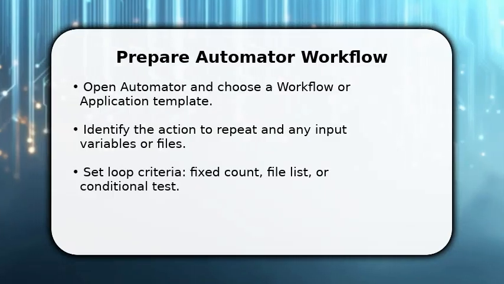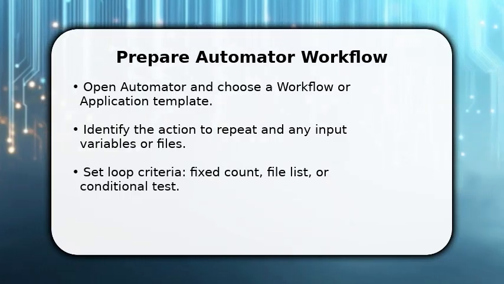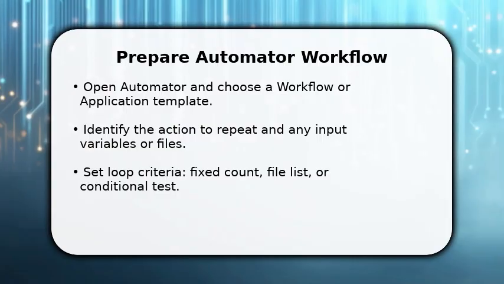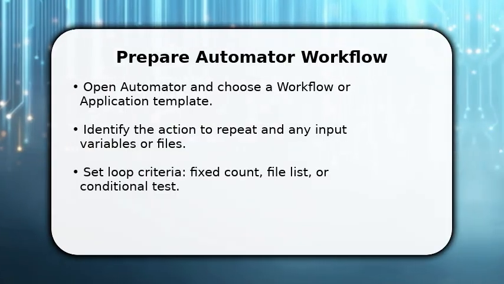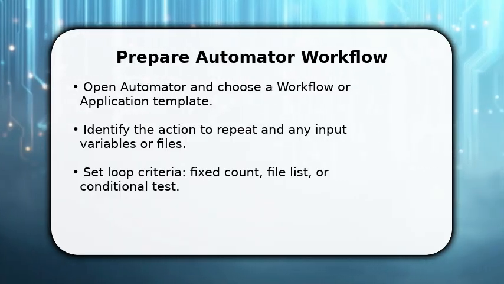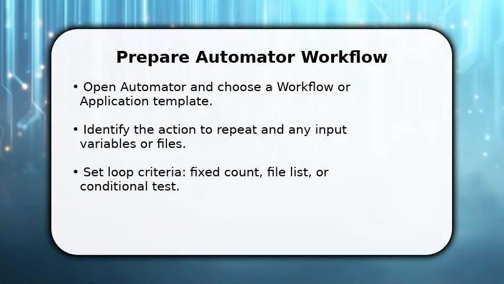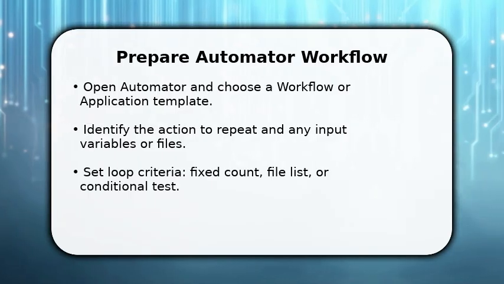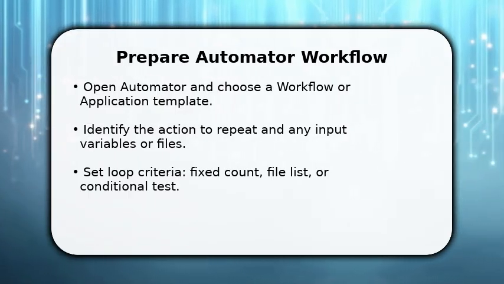You start by opening Automator and picking workflow or application so you can run loops repeatedly. Once done, choose the specific action you want to repeat and expose its input variables. This makes iteration predictable. Make sure to prepare the input source, folder, file list, or AppleScript output because Automator loops consume that stream. Finally, decide your loop criteria.